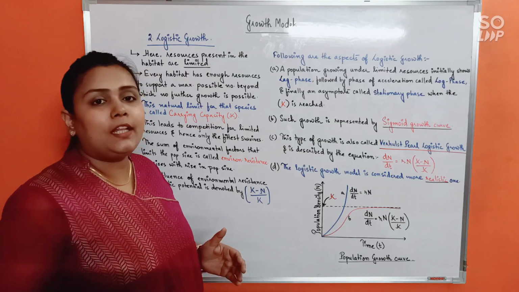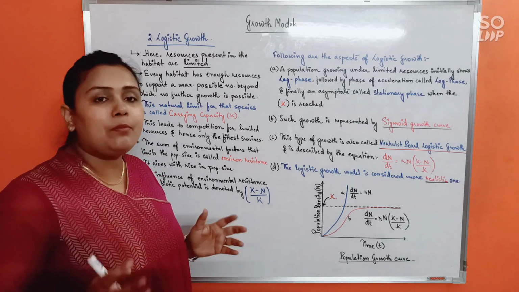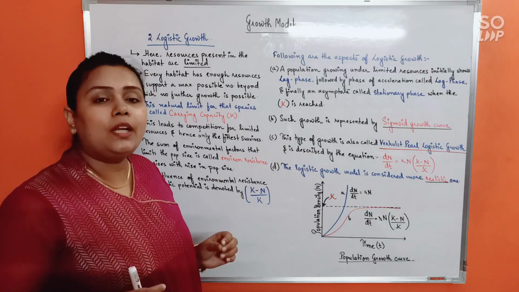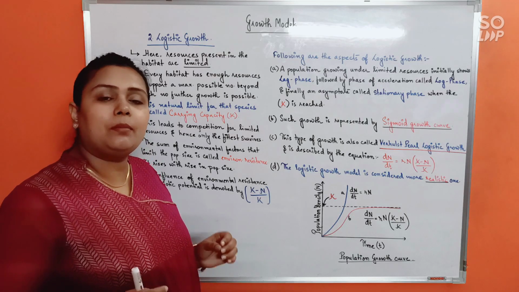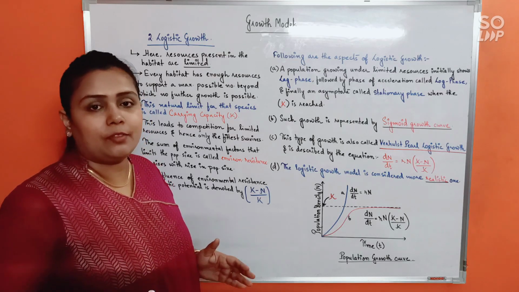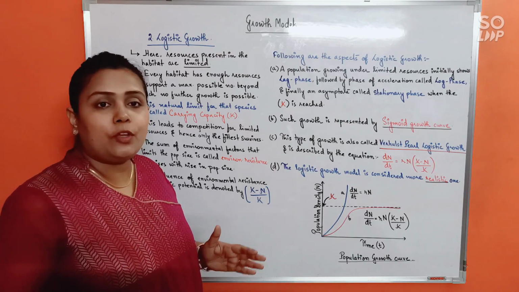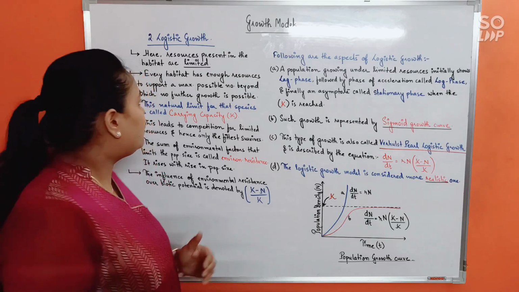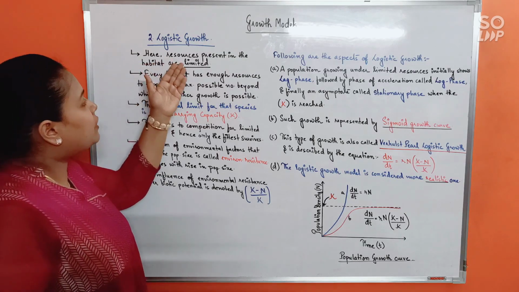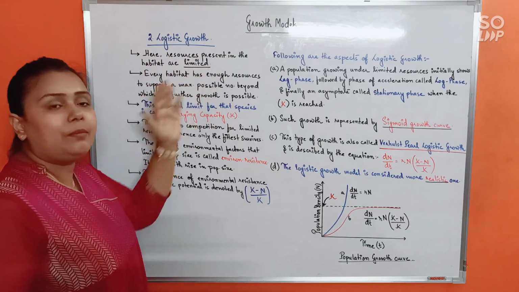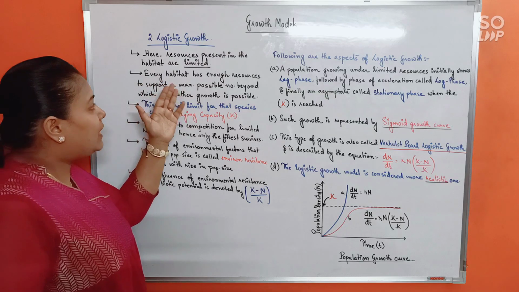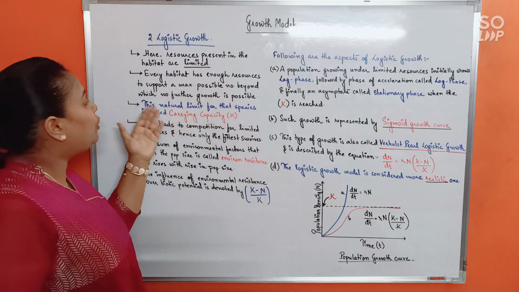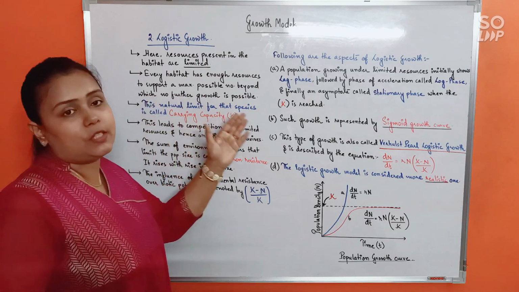Accordingly, they will compete among each other for the same resource, and while they do so, only the fittest and the strongest will be able to reproduce or survive. That's the biggest difference on the basis of which exponential and logistic growth curves have been separated. Here, the resources present in the habitat are limited. Every habitat has enough resources to support a maximum possible number beyond which no further growth is possible.